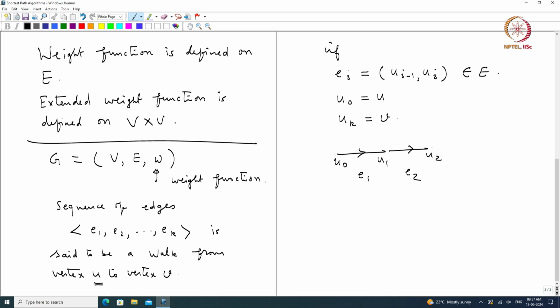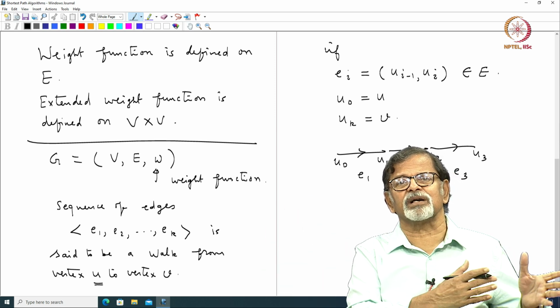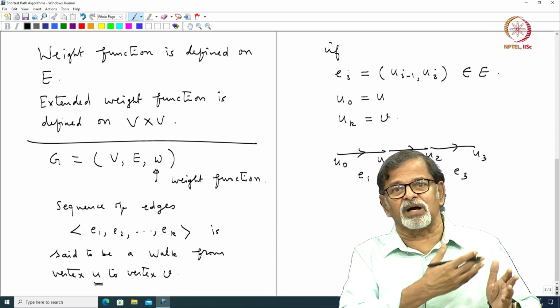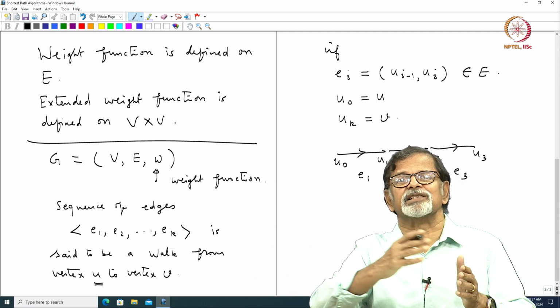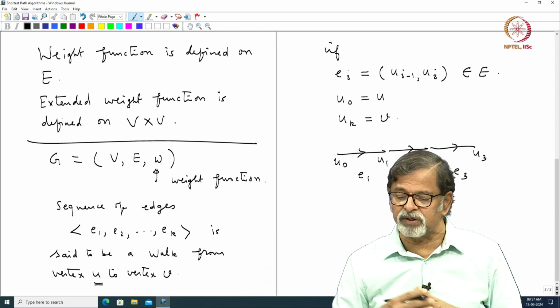E3 is U2, U3. This is E3. So, in this way we form a sequence of edges where one edge ends, the next edge begins. That is why it is a chain. We imagine as if we are walking from one vertex to another vertex along the edges, and since the edges are chained up, we can imagine this as a walk from U to V.